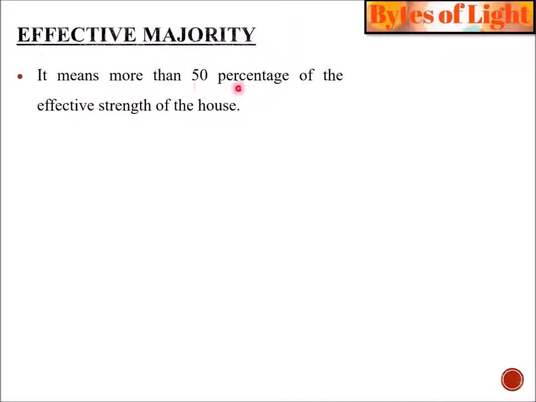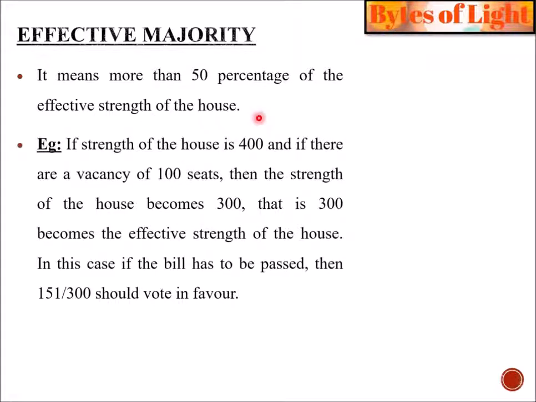Coming to the next majority, the effective majority. It means more than 50% of the effective strength of the house. So let's see what is the effective strength of the house. Let's see it through an example. For example, if we assume the strength of the house to be 400 and if there is a vacancy of 100 seats, then the strength of the house becomes 300. That is, 300 becomes the effective strength of the house. And in that case, if the bill has to be passed, then 151 out of 300 should vote in favor.